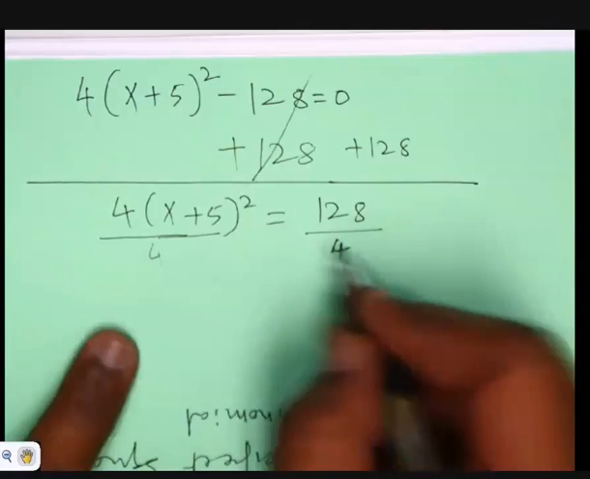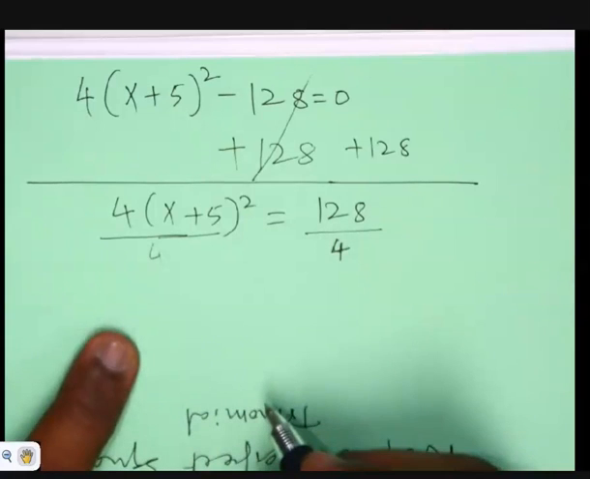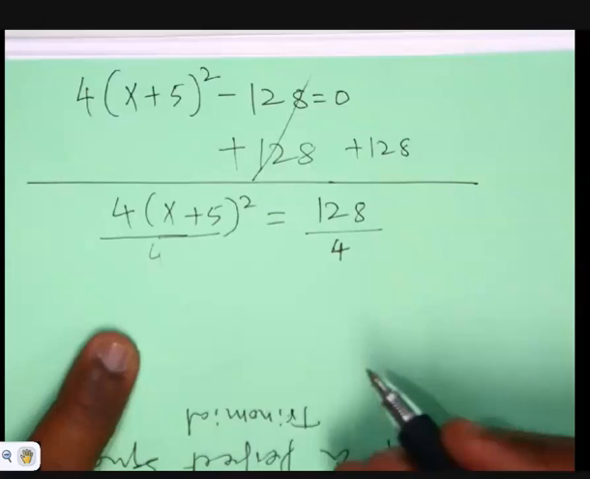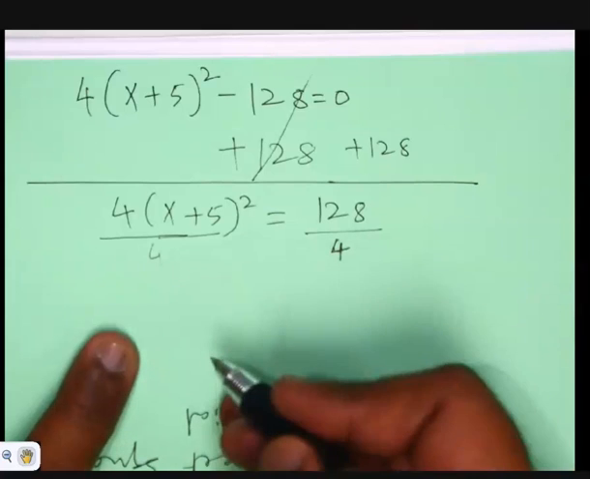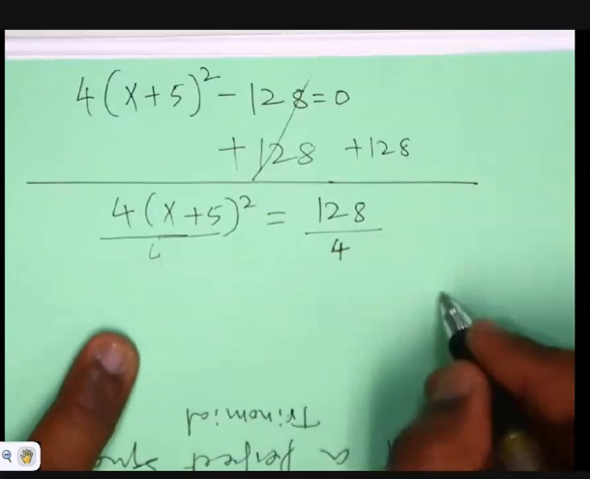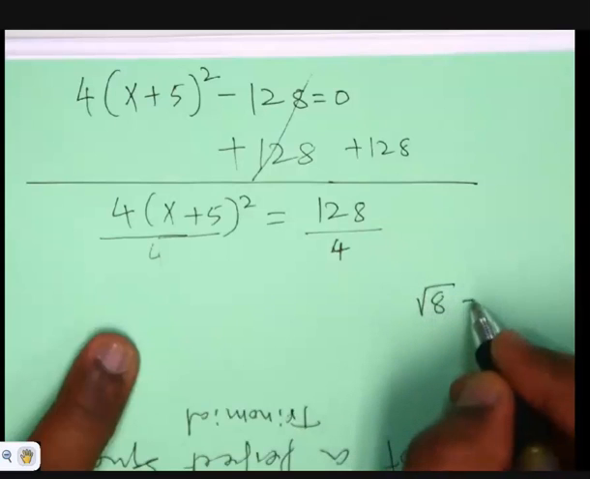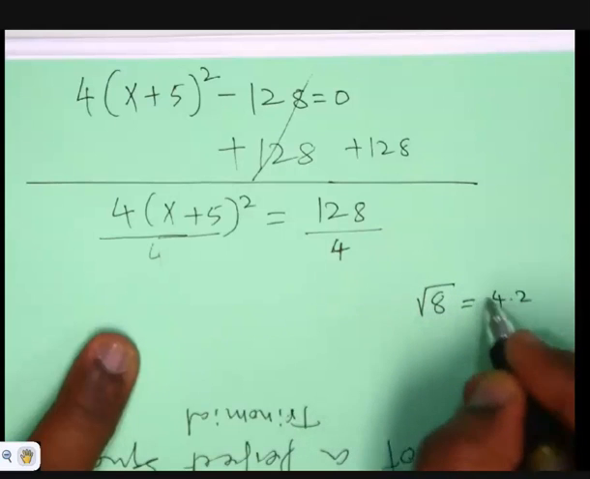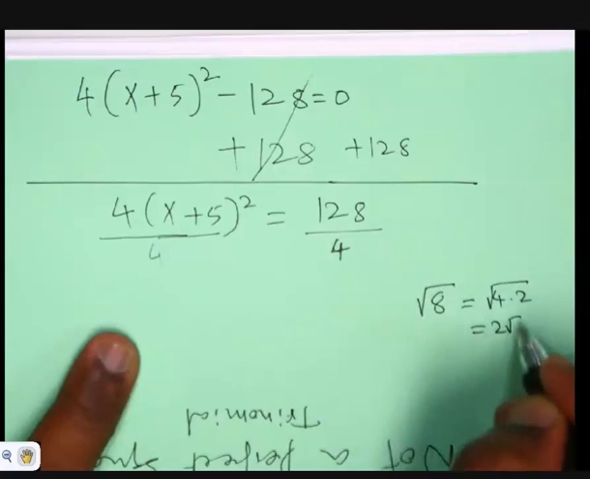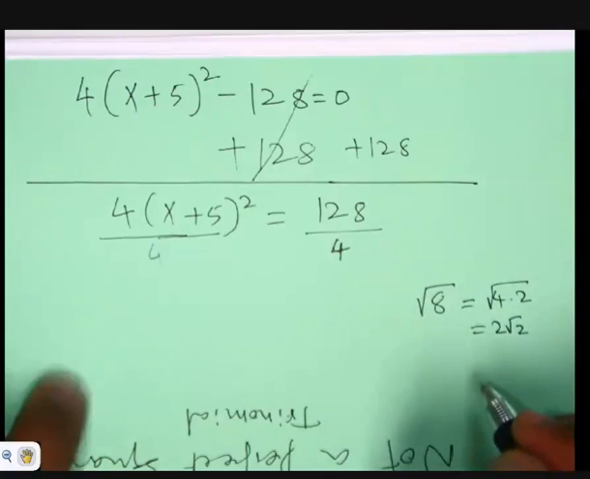Then find the square root on both sides and simplify. Even if it is not a perfect square, you know how to write that exact value. I showed, for example, if it is a square root of 8, you say it is 4 times 2, and that gives you 2 root 2, things like that. Think about it and so on.